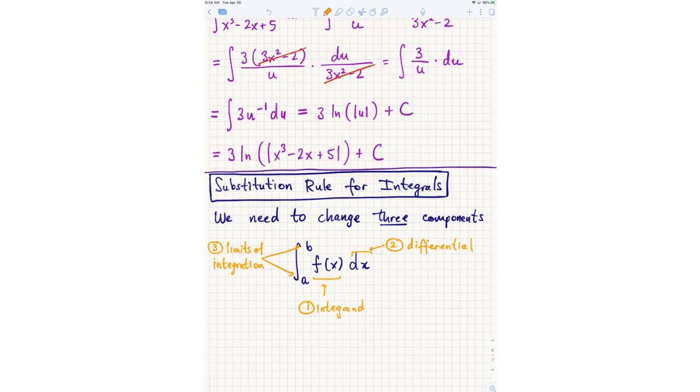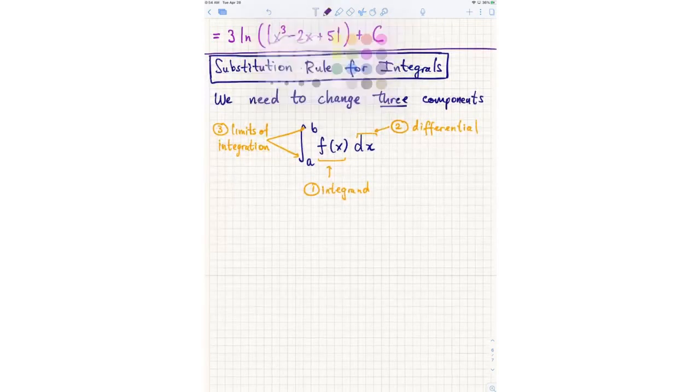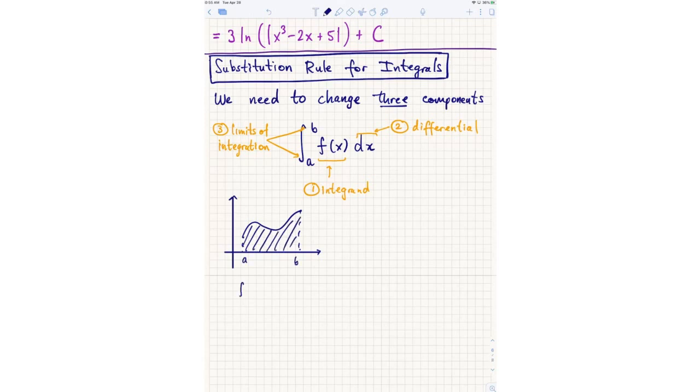Right? Why do those numbers have to change? Those numbers are values of x. They're not values of u, right? Think about what happens when you do a substitution. Right? You might have some function here, f of x. So the area of that region is the integral of f of x from a to b.